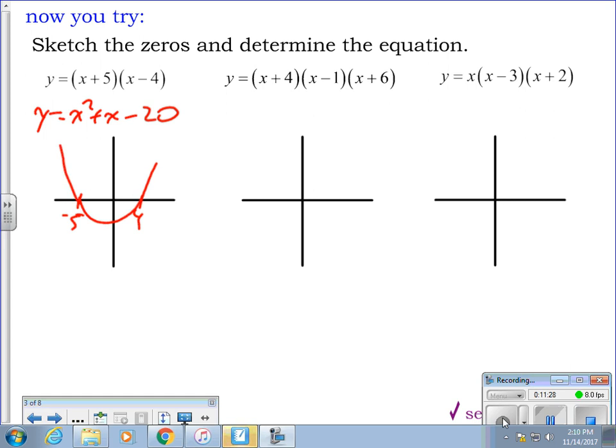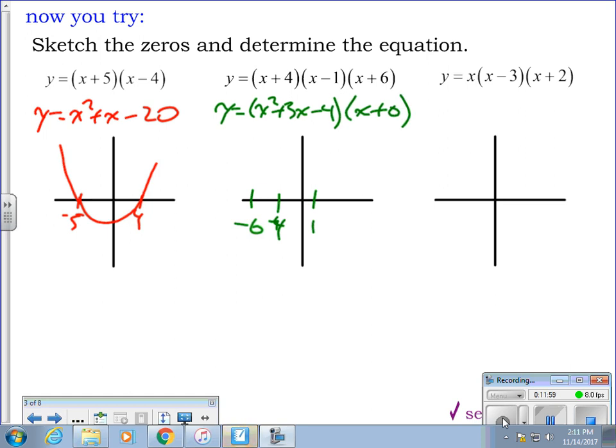Okay, on the next one, I have zeros at negative 4. Oh, wait. Let me make an adjustment here. Negative 6, negative 4, and at positive 1. And if I FOIL out the top part, I get x squared plus 3x minus 4, and multiply that times x plus 6. Do you see how I'm getting the shortcuts?